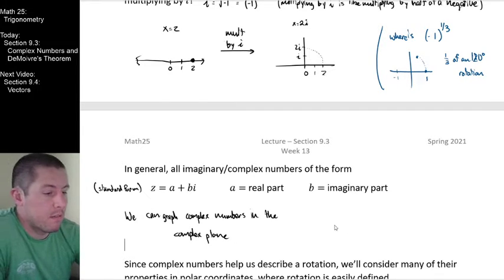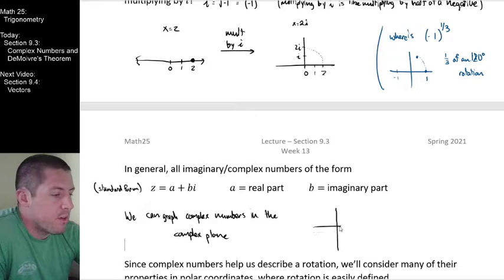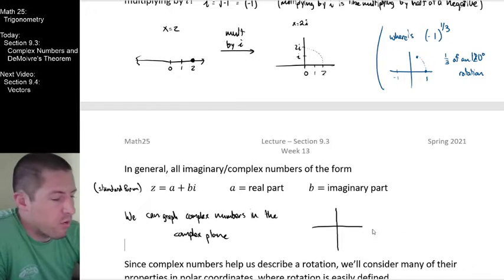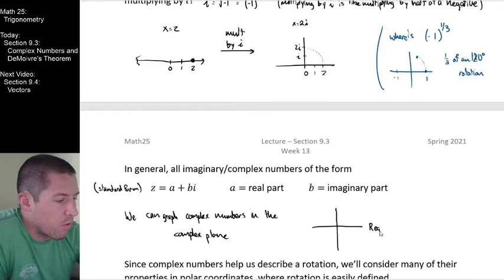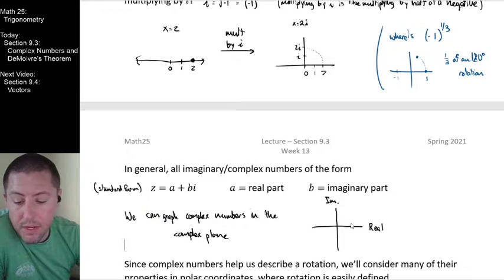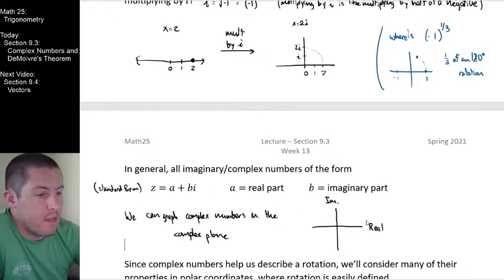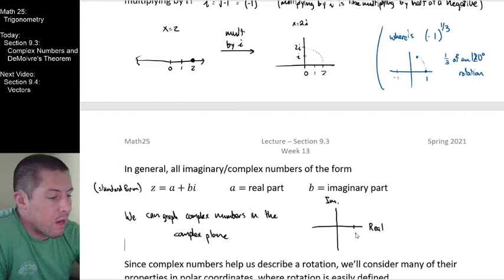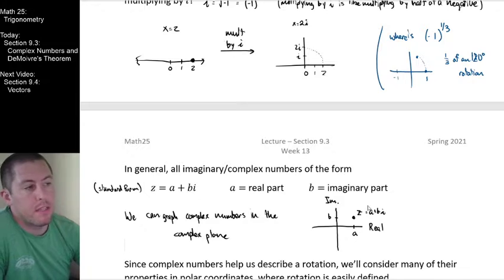This is really easy. The only thing that's a little bit weird about this is that we're just graphing a single number as a point rather than an ordered pair. So this is our real axis. This is our imaginary axis, or our complex axis right here. For example, if I wanted to graph this z = a + bi, then a is my real component, b is my imaginary component, and here is the single number z = a + bi, graphing its real part and its imaginary part.